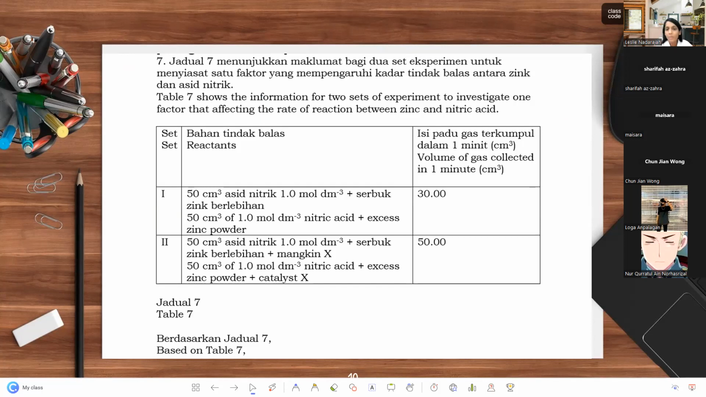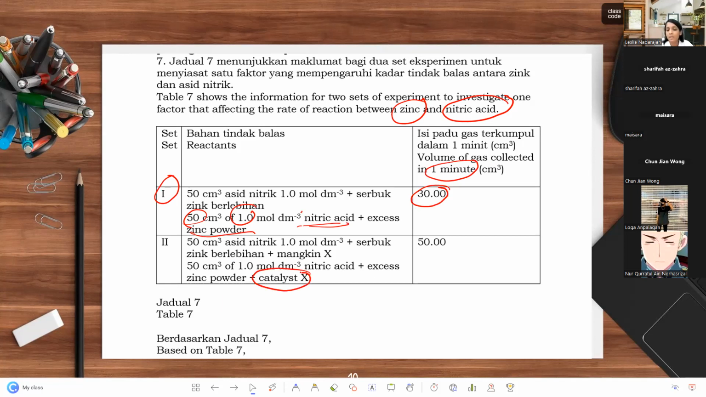So let's see. Here today, teacher has zinc and nitric acid. So I prepared about 4 questions for you here. By the end of this, I tell you, you will like it. Trust teacher. So the first experiment, we go step by step. I've got nitric acid, 51.0 nitric acid with zinc powder, and my volume in 1 minute is 30 centimeter cube.